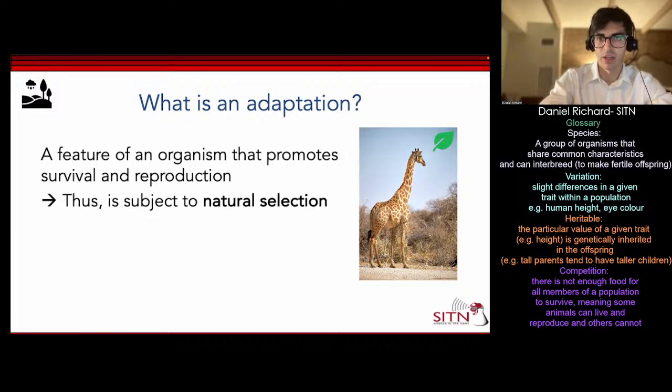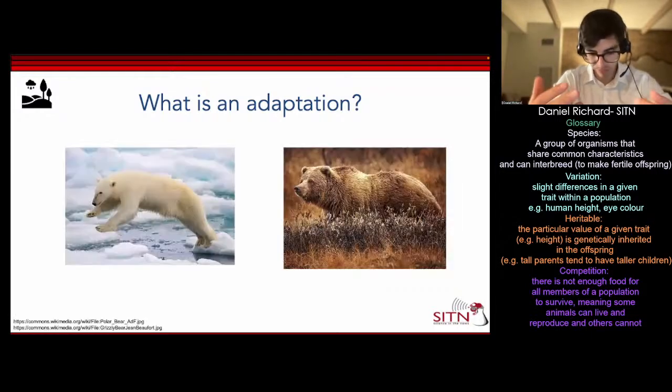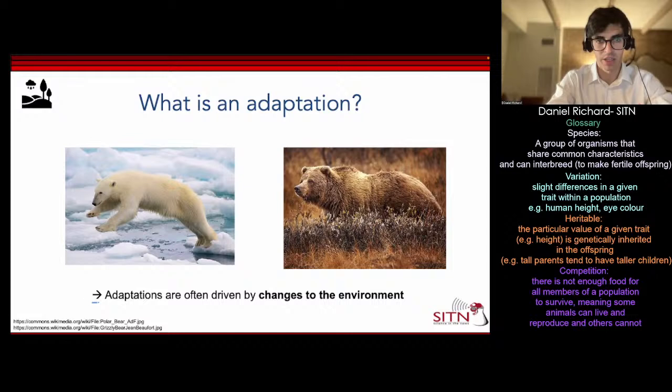For example, those giraffes with slightly longer necks may be able to reach up and grab food better than those with shorter necks, and so those giraffes with slightly longer necks are naturally selected. Or polar bears, they live in snowy environments, and if they have white fur, that's an example of an adaptation, where the white fur gives them the benefit of camouflaging better and therefore possibly hunting better. And so what we often see is that adaptations are driven by changes to the environment.